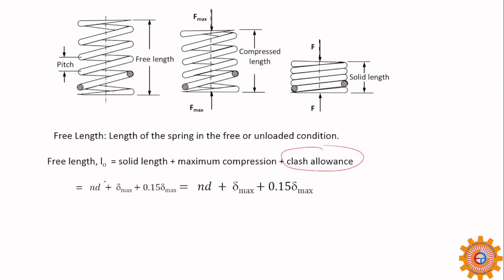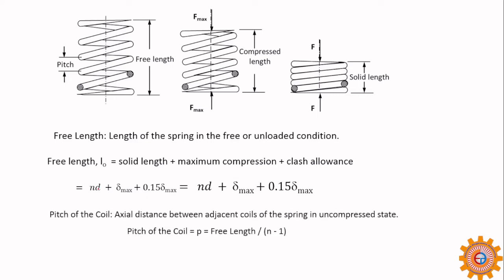Next, solid length, that we know. This is the static load, that is when you apply the load it will compress to some extent. That is the maximum deflection, and 15% of this maximum deflection will be called clash allowance. How much it is deflected? See this one. This is the free length, and this is delta maximum. That is the equation to calculate.